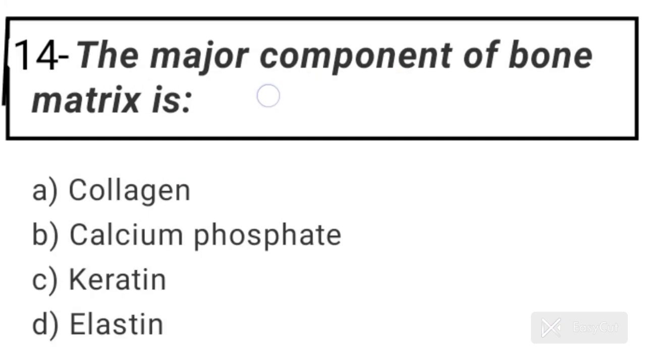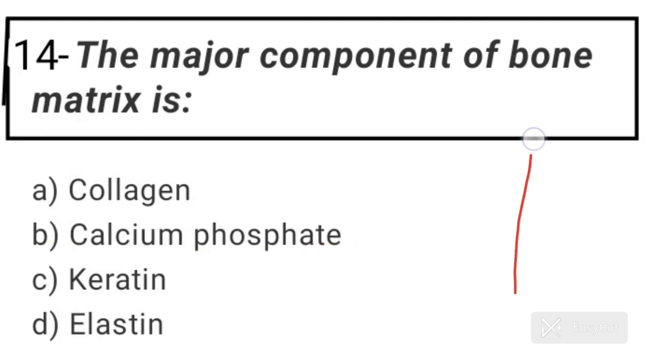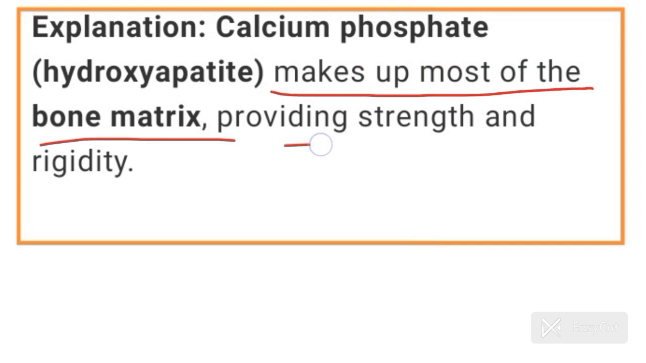Question number 14. The major component of bone matrix is, option B is correct here, calcium phosphate is the major component of bone matrix. Calcium phosphate hydroxyapatite makes up most of the bone matrix, providing strength and rigidity.